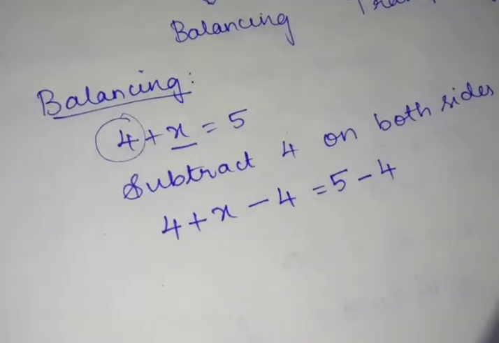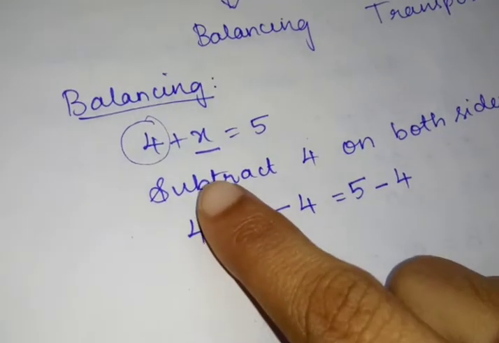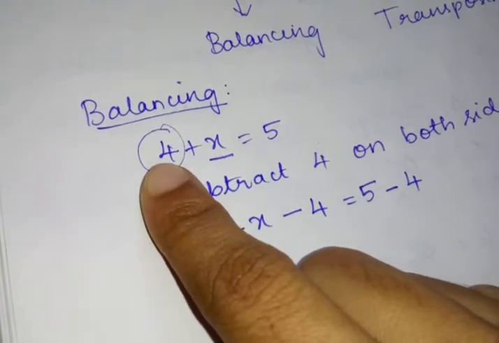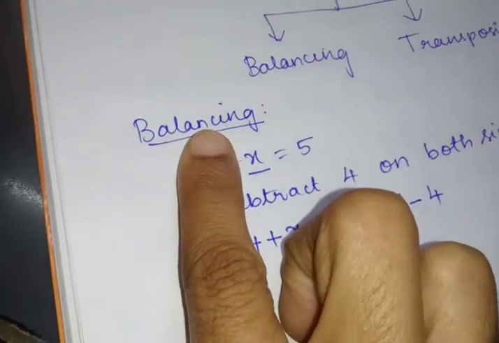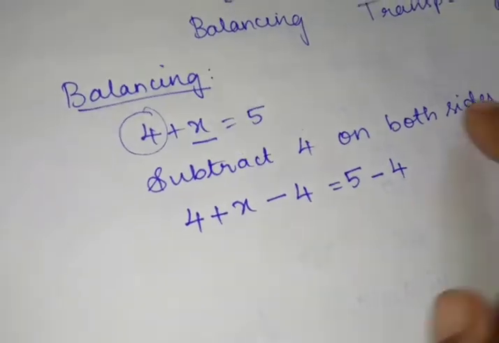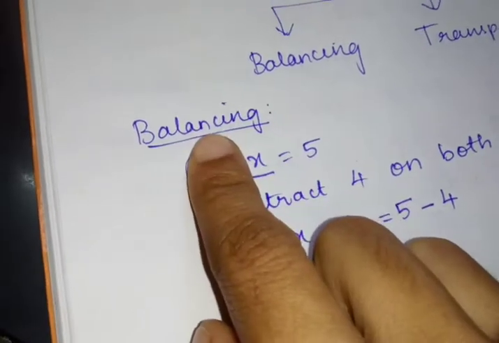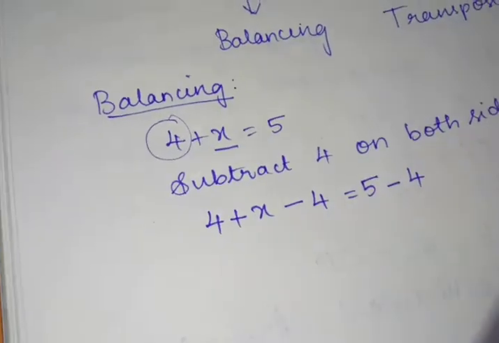So whatever I am doing, I will do it on both the sides. Since plus 4 is given, in order to eliminate this plus 4, I am doing subtract 4 on both the sides. If it is minus 4 given here, then you will add 4 on both the sides.